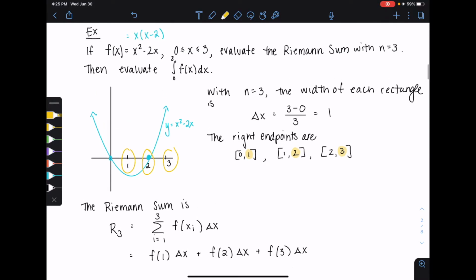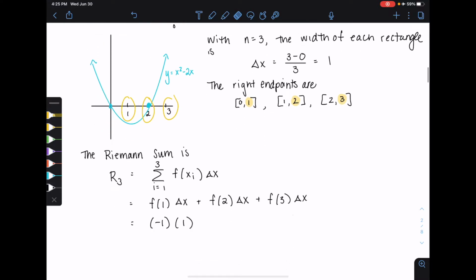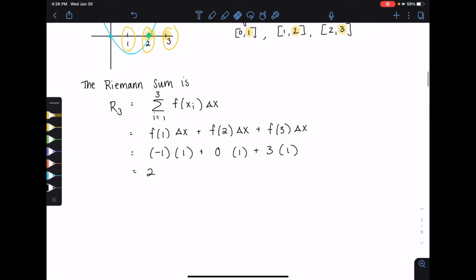So all of these values I want to plug into this function to get those heights. If you plug in positive 1, you're going to get negative 1. If you plug in 2, you're going to get 0, so your height is 0. And if you plug 3 into this function, you're going to see that your height is going to be 3, and for all of them, your width is going to be 1. So ultimately, this Riemann sum will tell you that the area under this curve from 0 to 3 is going to be 2.